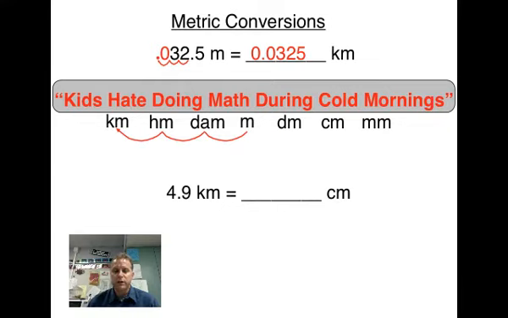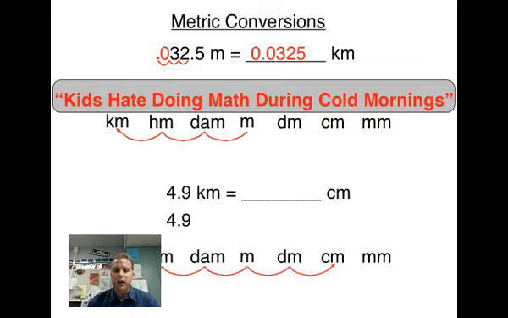Try this one. 4.9 kilometers equals blank centimeters. So we're going from, again, remember, kids hate doing math during cold mornings. So I'm going from kilometers to centimeters. 1, 2, 3, 4, 5. I'm going to move 5 spots, not 5 zeros. Be careful. I'm moving the decimal point. I'm not adding zeros. I'm moving 1, 2, 3, 4, 5. I move the decimal point, then if necessary I add the zeros, and you end up with 490,000.